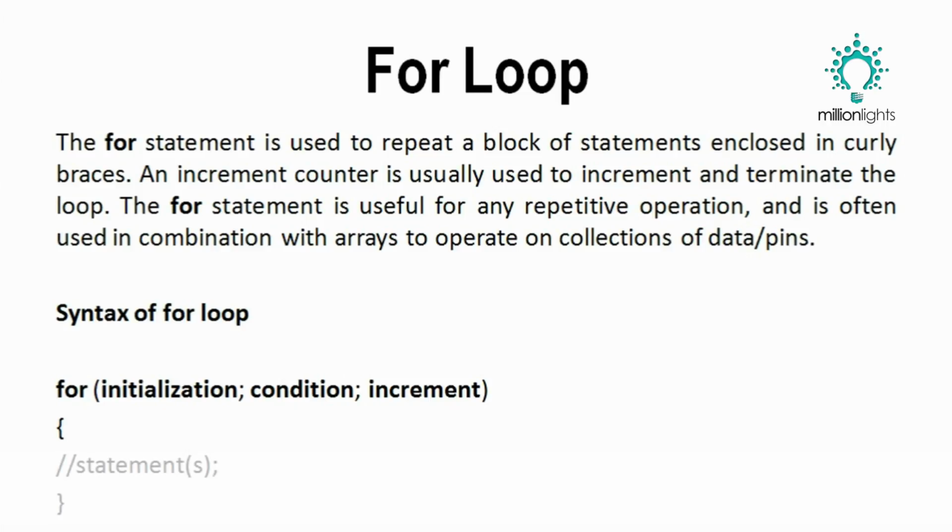The for statement is useful for any repetitive operation and is often used in combination with arrays to operate on collections of data pins. The syntax of for loop is this. First we have a for statement. In that we take a round bracket. In there we write three things. One is initialization, second one is condition checking, and third one is increment or decrement. In for loop we write the statements which we want to execute repeatedly.